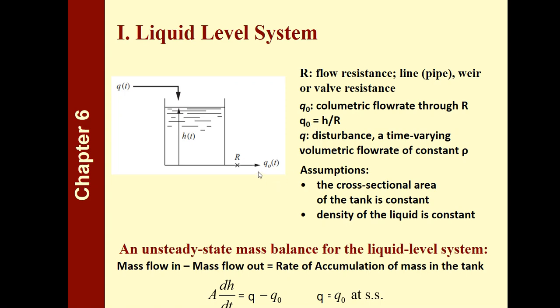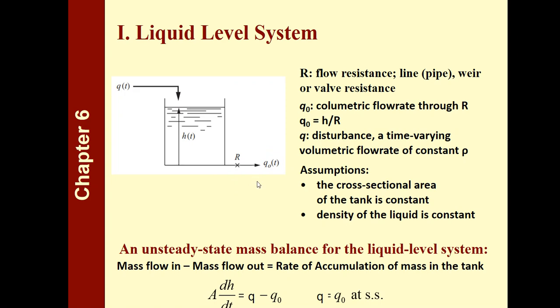Now, what causes our output Q sub O of T to change is the changes in our input, which is Q of T. So our disturbances in this case will be coming in the form of changes in the Q of T, which will bring about changes in the Q sub O of T.